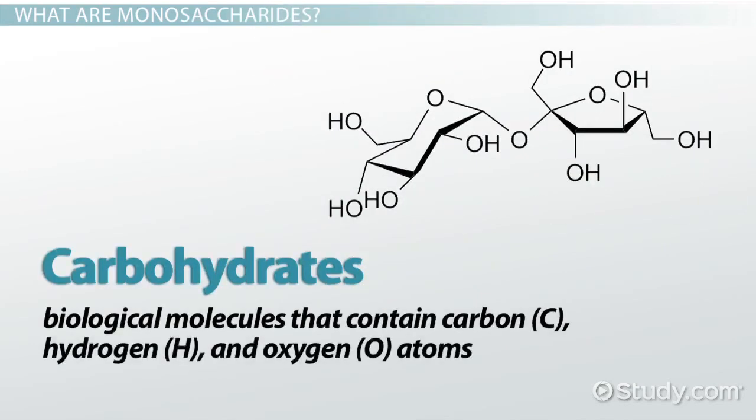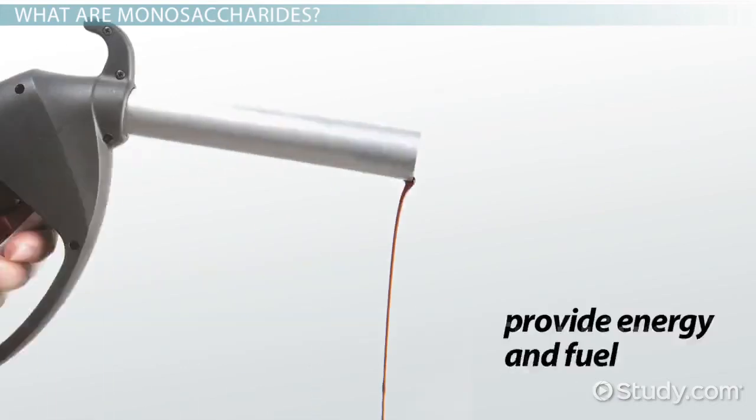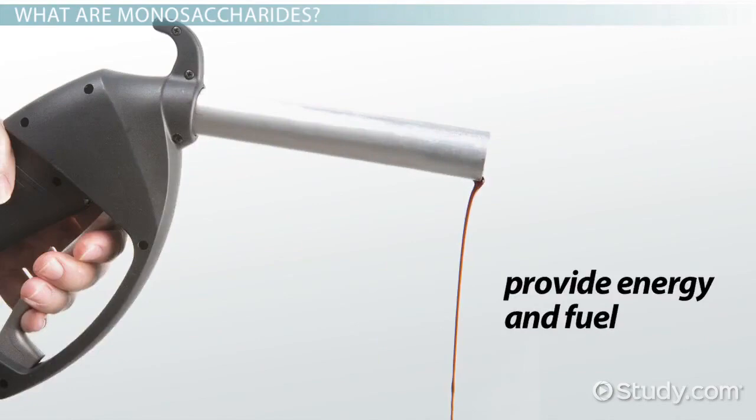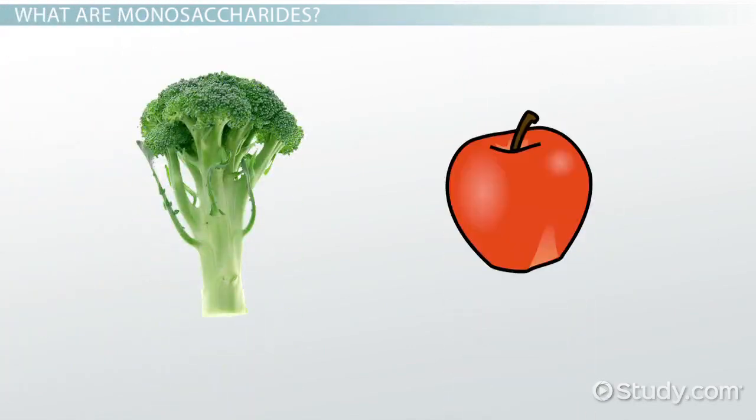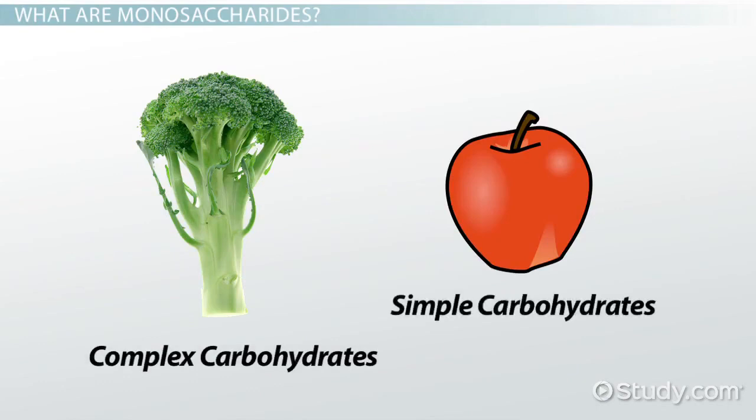Carbohydrates are biological molecules that contain carbon, hydrogen, and oxygen atoms. Carbohydrates are very important because they provide energy and fuel for our bodies so that our brains can function properly, and so that our muscles can work. Carbohydrates are our preferred source of energy. They can range from complex carbohydrates to simple carbohydrates. The simplest form of carbohydrates are monosaccharides.